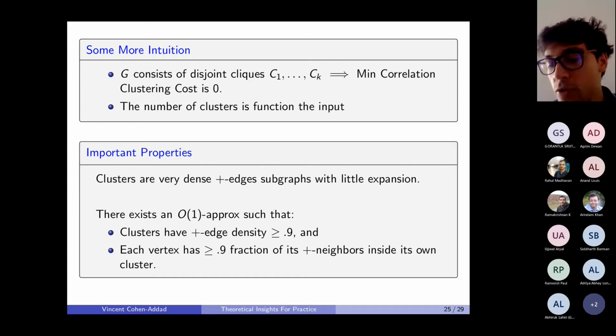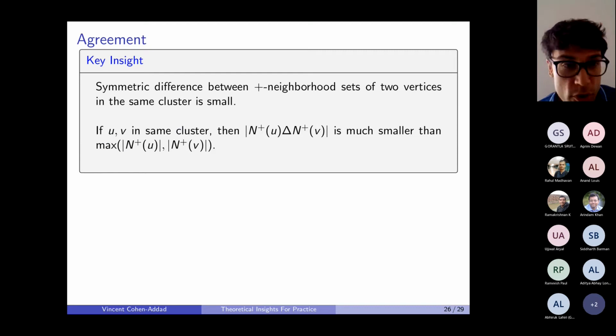Okay. So in this work we come up with this. I think it's a very cute notion, very simple and very nice. It's this notion of agreement. What we want to do is take two vertices and look at their plus neighbors. You can look at the vector, like the adjacency vector defined by the plus neighbors. So these are two vectors.